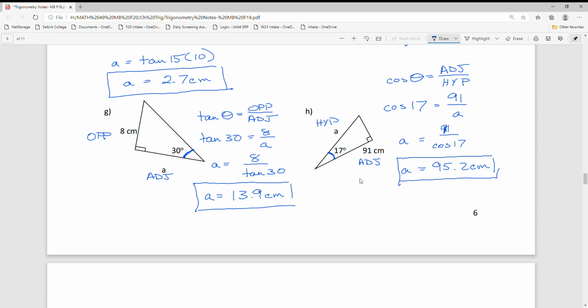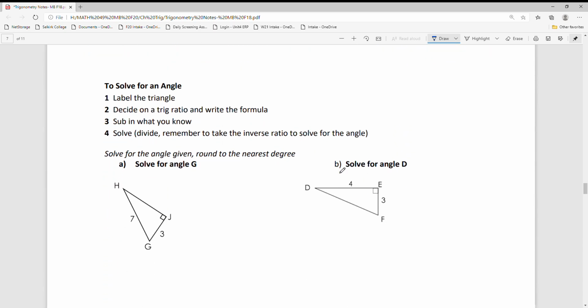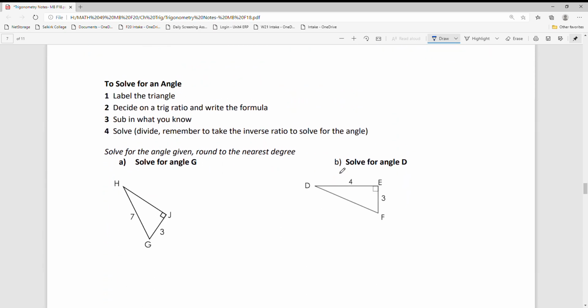So we've been using the trig ratios to solve for a side. Up next in the notes is using trig ratios to solve for an angle. So to solve for an angle, we're going to follow pretty similar steps. We're going to label the triangle. We're going to therefore decide on which trig ratio is relevant. We're going to sub in what we know. And down here, the solving is a little different. But if you remember, on the last page there, we had two different realities. There's only one reality when we deal with the angle measurements.